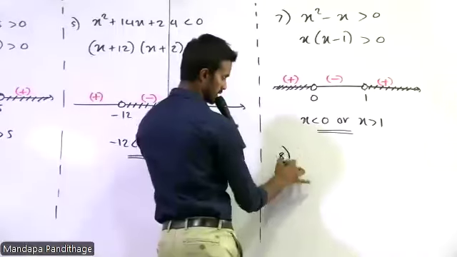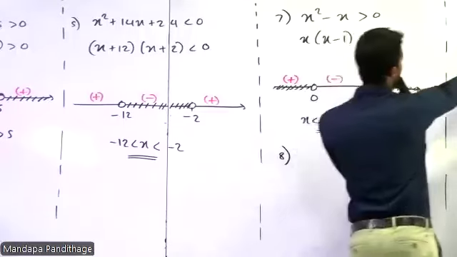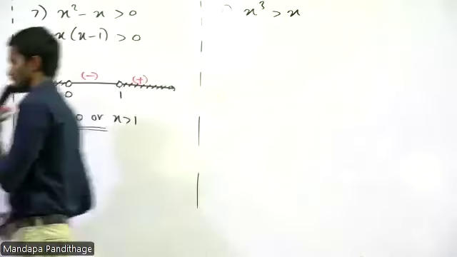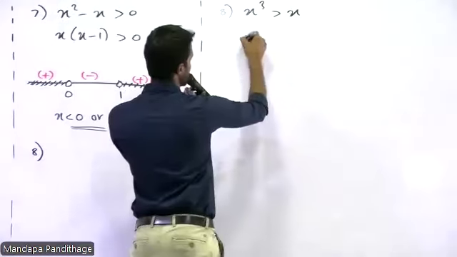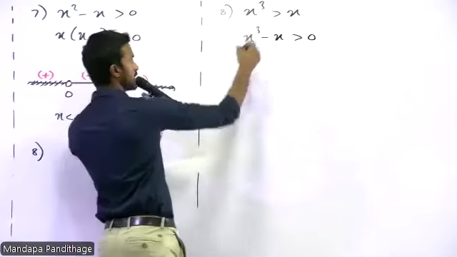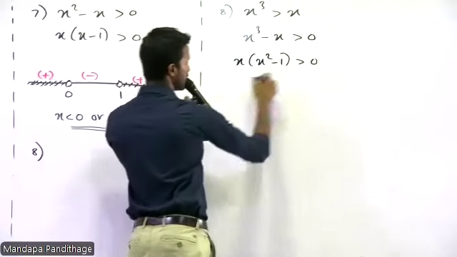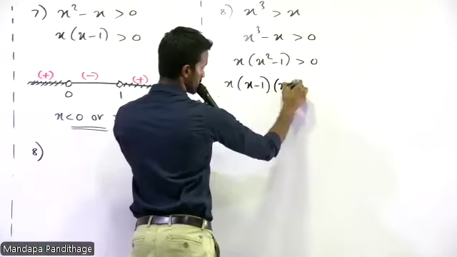Okay, question number 8. It's x cube is greater than x. So what is the first step that I told you under sine curve method? You need to take all the terms to one side. X cube minus x is greater than 0. Then completely factorize. I'm taking x out, x squared minus 1. And then you have to completely factorize this: x minus 1 and x plus 1.